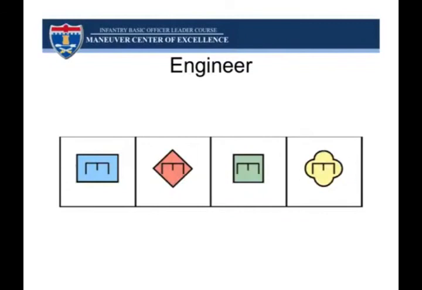Engineer units are another commonly used symbol in IBOLIC. The distinctive icon in this case is the sideways E for engineer in the center of the frame. The manual can break it down further for combat engineers, bridging engineers, diving engineers, and more.